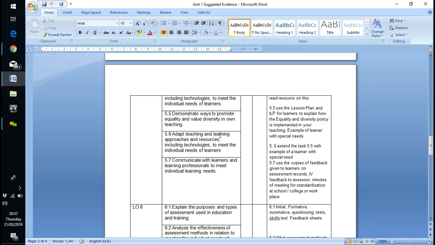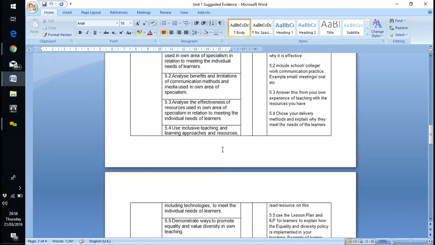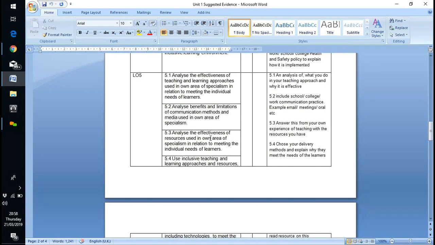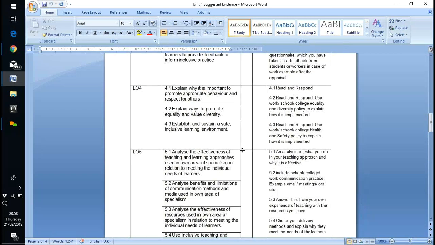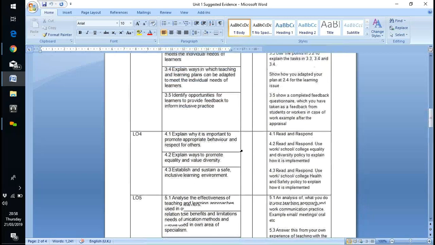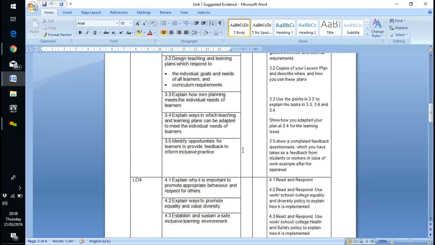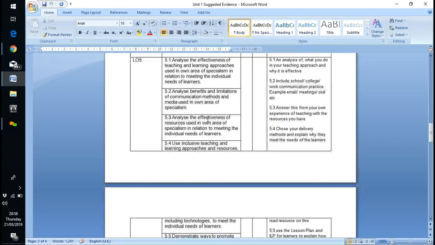6 takes a jump, and it's adapt teaching and learning approaches and resources, including technologies, to meet the individual needs of learners. But if you go back to planning, explaining ways in which teaching and learning plans can be adapted to meet individual needs of learners, it's an extension of 3.4.